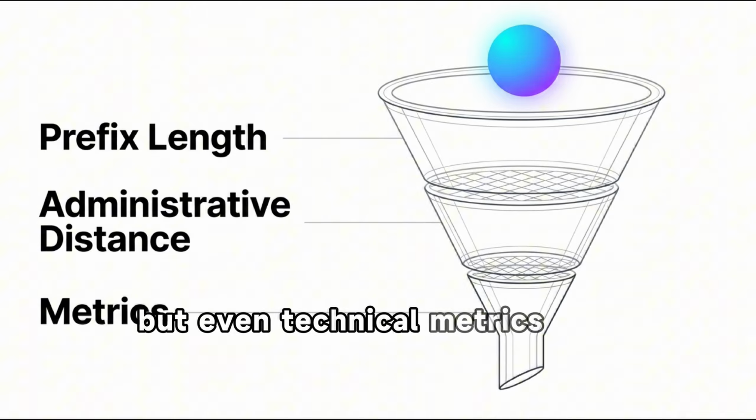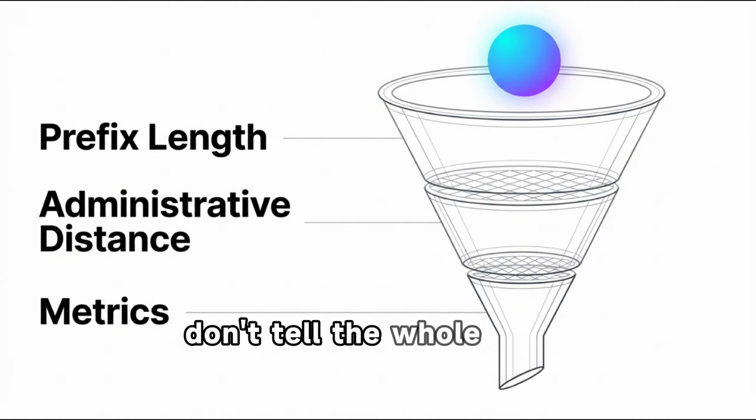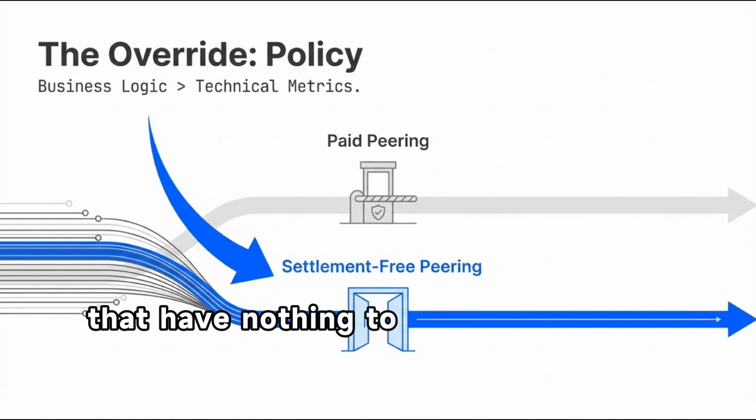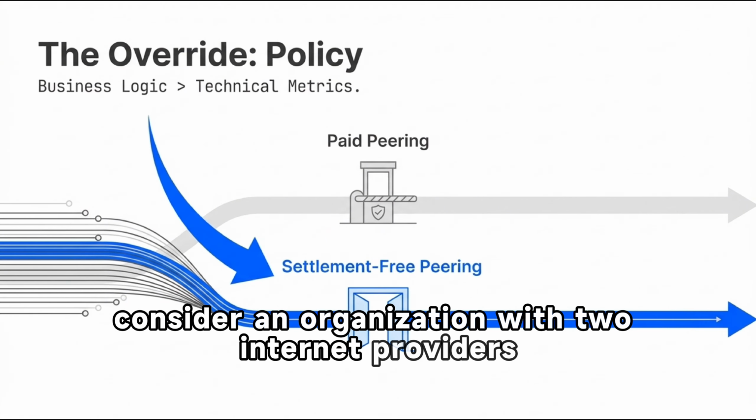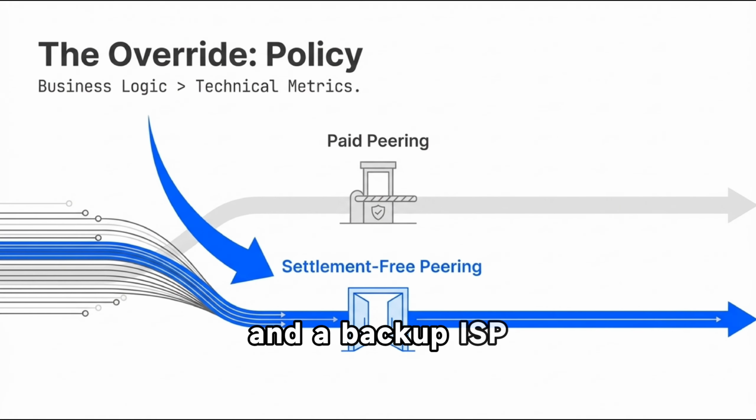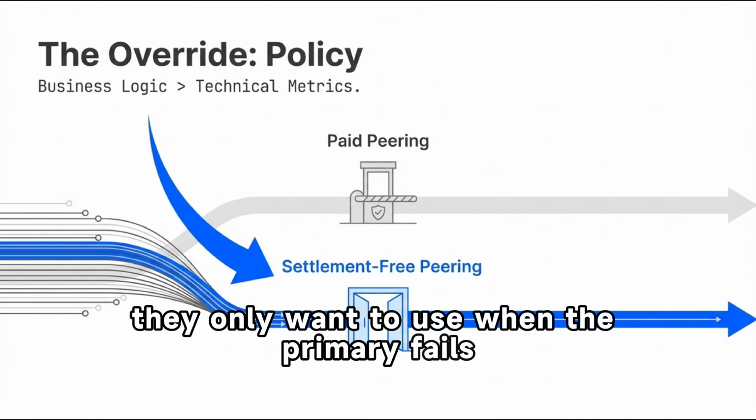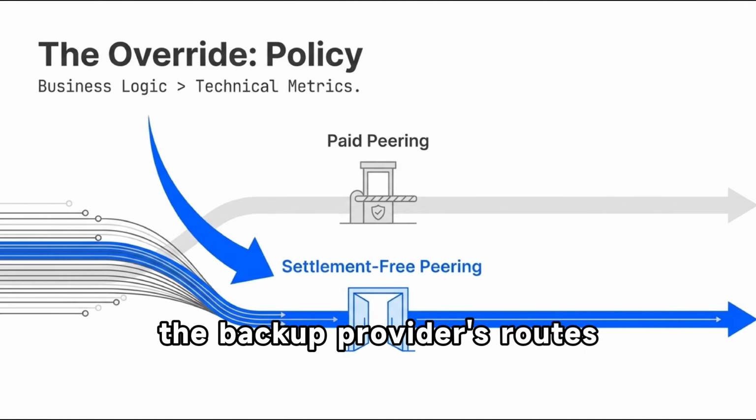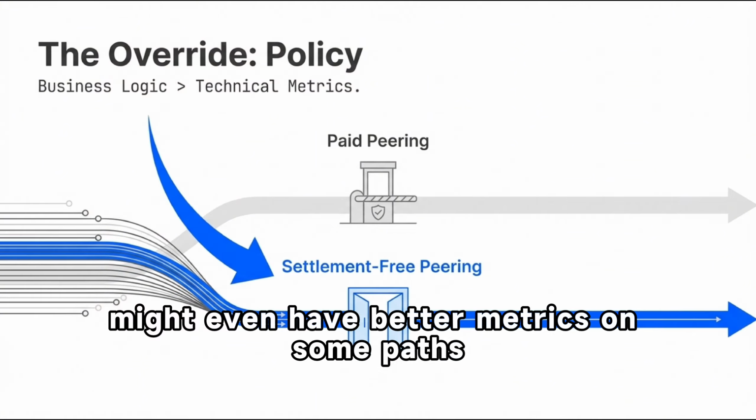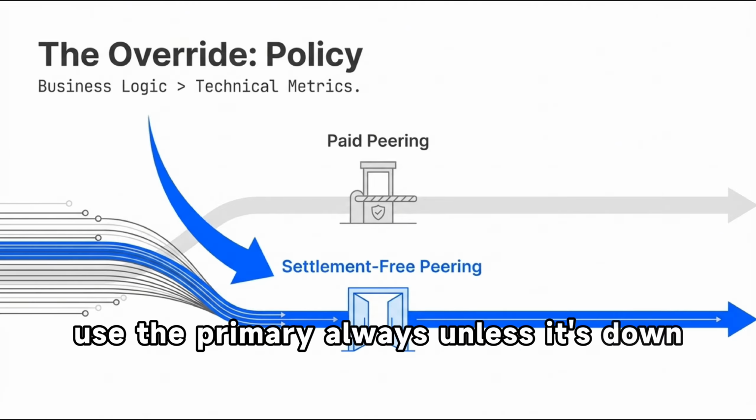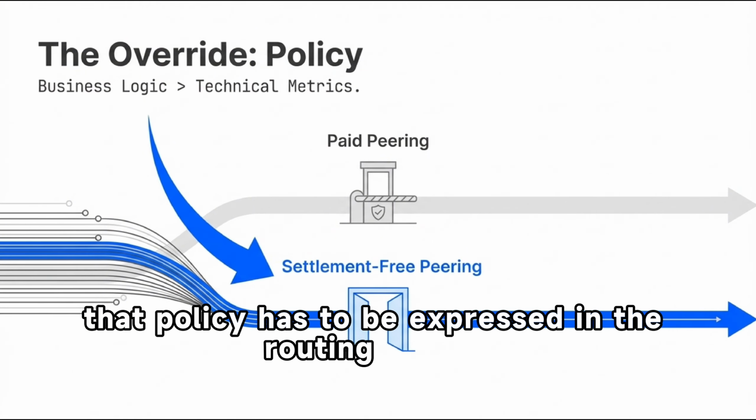But even technical metrics and administrative distance don't tell the whole story. In the real world, routing decisions are often driven by factors that have nothing to do with network performance at all. Consider an organization with 2 internet providers, a primary ISP they use for most traffic, and a backup ISP they only want to use when the primary fails. Technically, both provide equivalent connectivity. The backup provider's routes might even have better metrics on some paths, but the organization has a policy: use the primary, always, unless it's down. That policy has to be expressed in the routing system somehow.